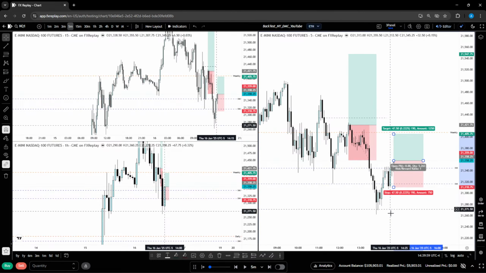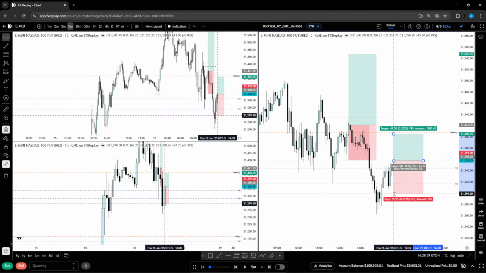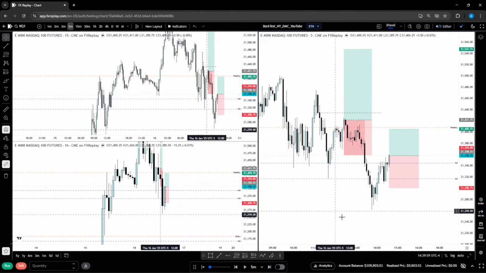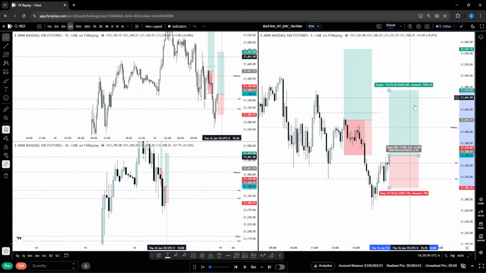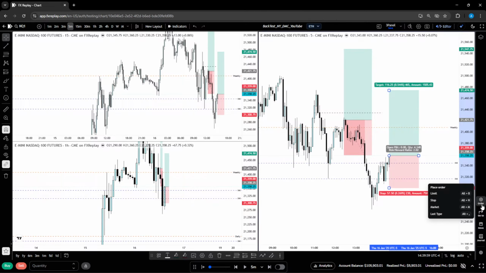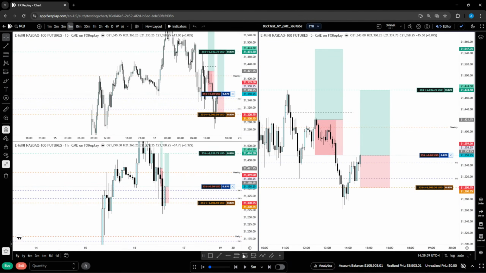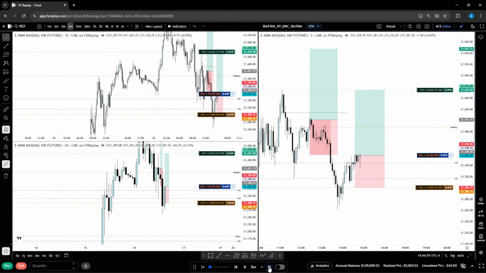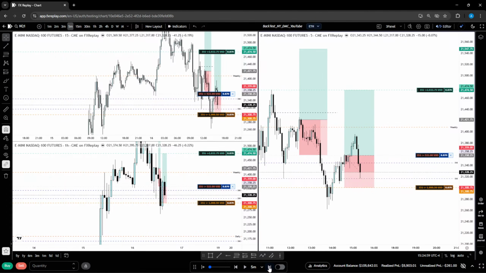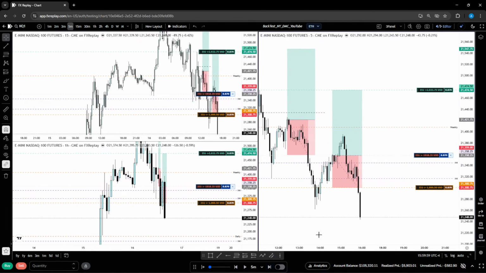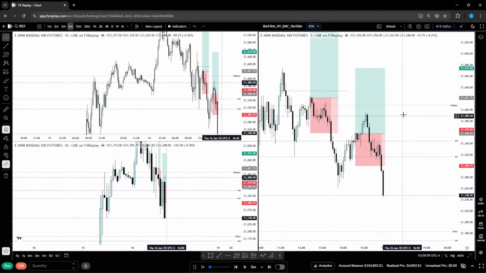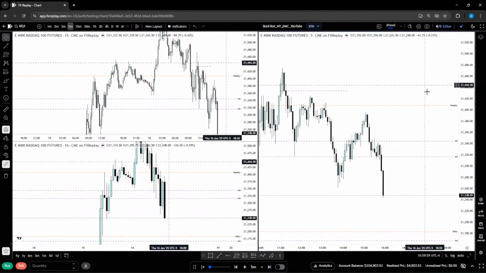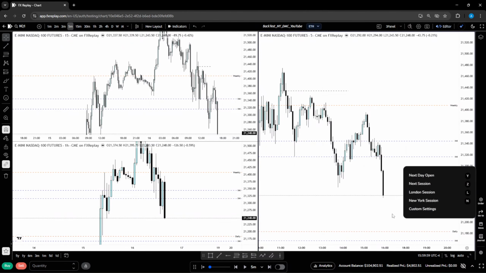This might be a good place to try a long or small trade, to see if this is going to work or not. No, even that one didn't work. So we're basically moving down. We'll go to London session.